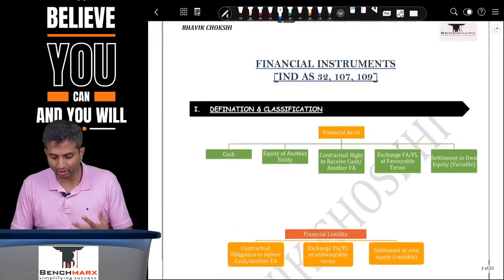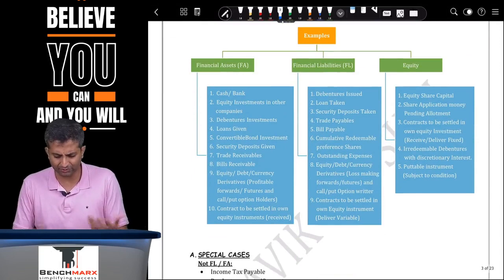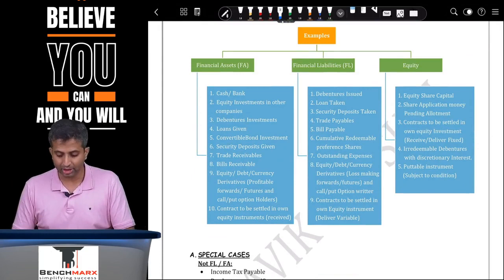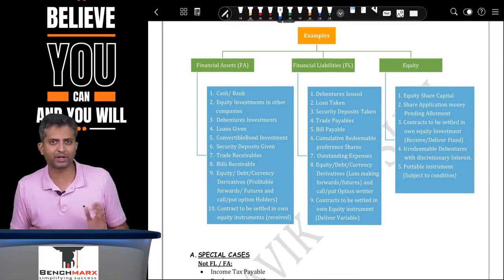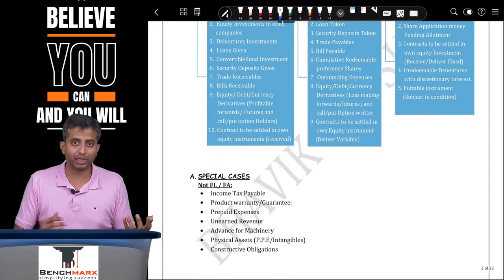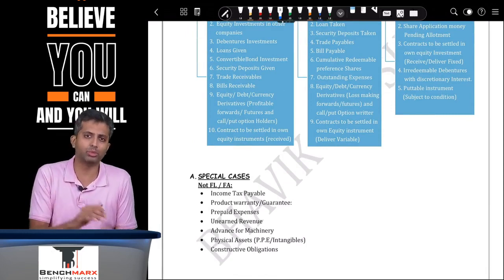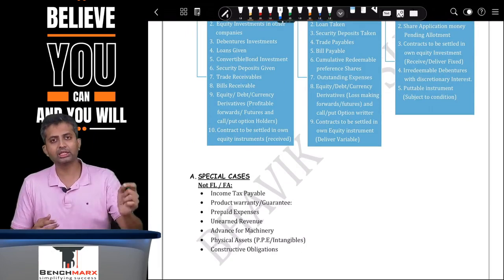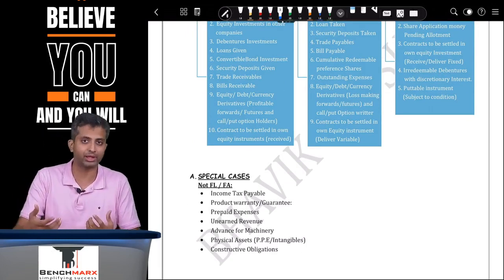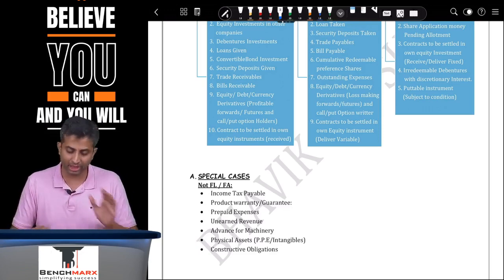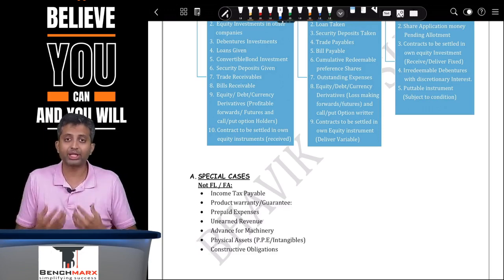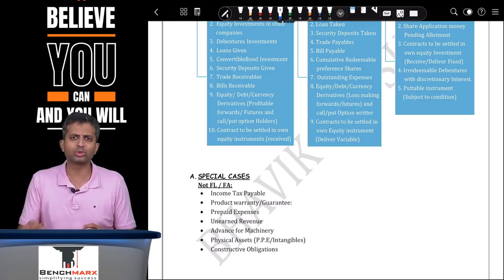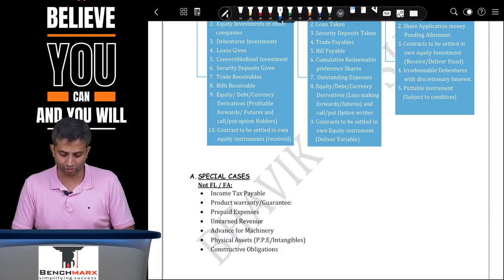So that broadly takes care of the definition of financial instruments. There are a few examples you can visualize. Now a few things on what is not a financial item, like income tax payable. That is a statutory obligation to deliver cash and hence not a financial item. Product warranty or guarantee: here you have a contractual obligation, but to repair. You don't have a contractual obligation to deliver cash and hence it is not a financial liability. Prepaid expense: you have a contractual right, but to receive goods or services. It is not a contractual right to receive cash and hence not a financial asset.